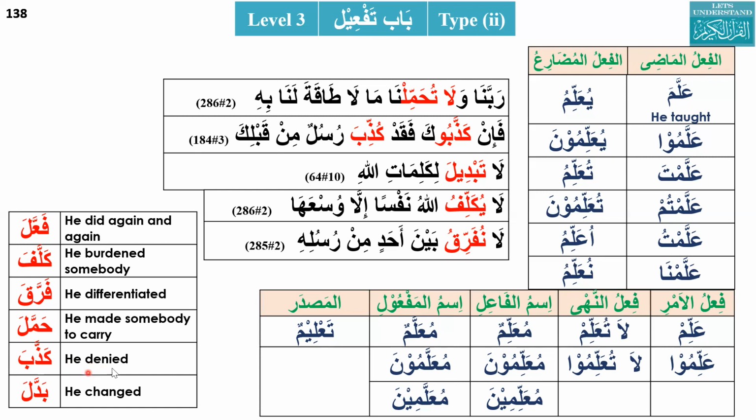Kazaba means he denied. There is a first derivative verb also, that is kazaba, which means he lied, kazaba yakzibu. But here, this is kazzaba. When shadda comes, or four letters come, the meaning changes. That is, he denied.